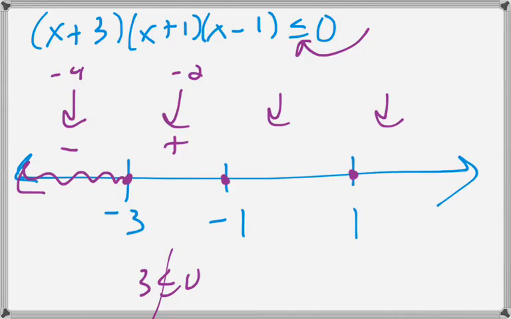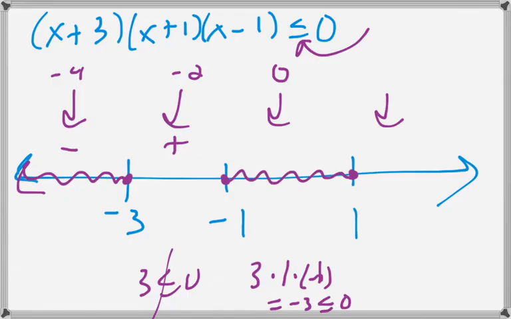We need to test a number between negative 1 and 1, so 0, for example, would work. If we plug in 0, we get 3 times 1 times negative 1. That's a pretty easy one. So negative 3, which is less than or equal to 0. So all these numbers are solutions because we got negative. And then if we test a number greater than 1, so like 2, we actually get a positive number again, so we have no solutions there.